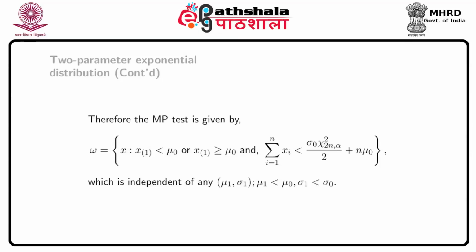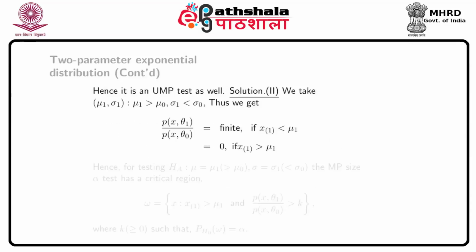Therefore, the most powerful test is given by omega is equal to the set of those x such that x order statistics is less than mu naught or x order statistics greater than mu naught and summation xi is less than sigma naught chi square twice n comma alpha divided by 2 plus n mu naught. Such a test is independent of any mu 1, sigma 1 with mu 1 less than mu naught and sigma 1 less than sigma naught. Hence, it is UMP for testing H naught against HA.